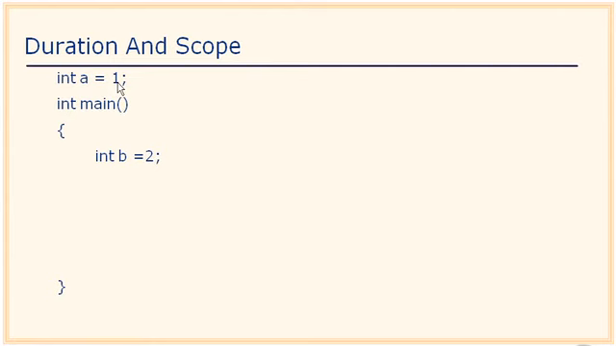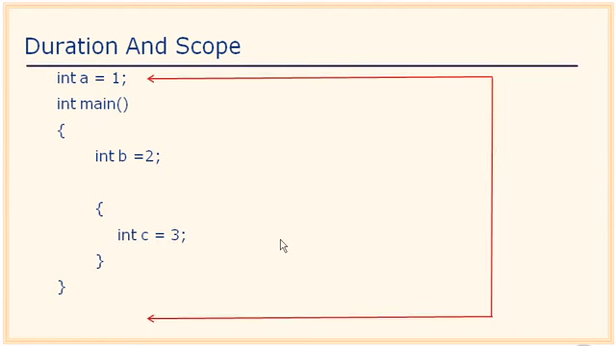All right. Now then, within our main function, we create another block, and this could be another function or whatever, and we create an integer called c, and we set it equal to 3. Now we have 3 variables here. We have an a, b, and a c, and they have 3 different values. They also have 3 different scopes, and let's talk about that, and then how you can use that.